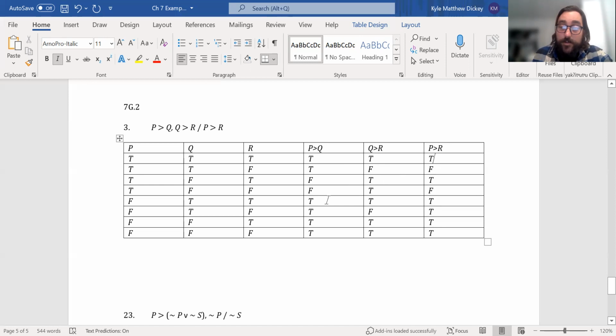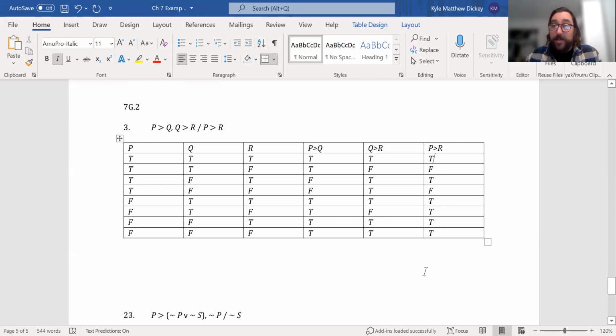And okay, true, true, true, that's fine, that's good. True, false, true, premise is false, so it doesn't matter. And then these last ones, true, true, true, and true, true, true. Great. There are no situations in which the premises are true in the same line and the conclusion is false in that line.